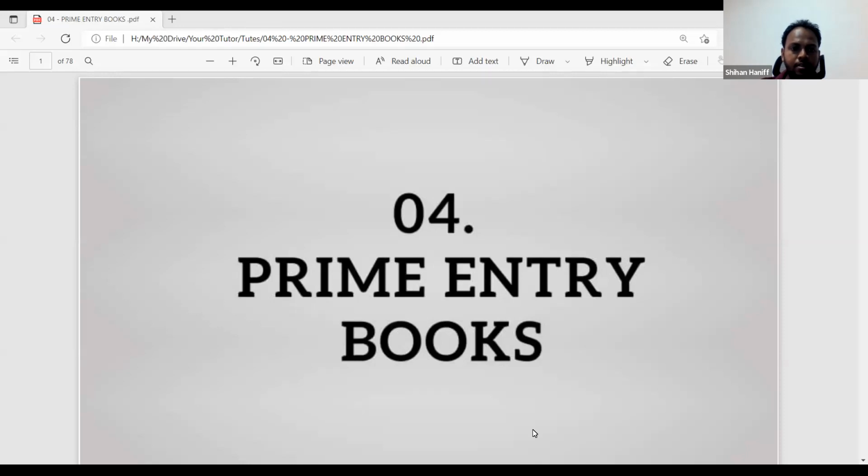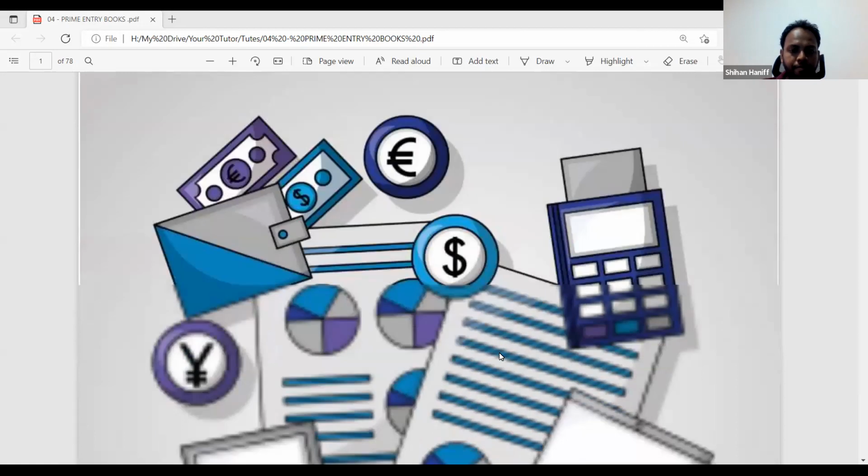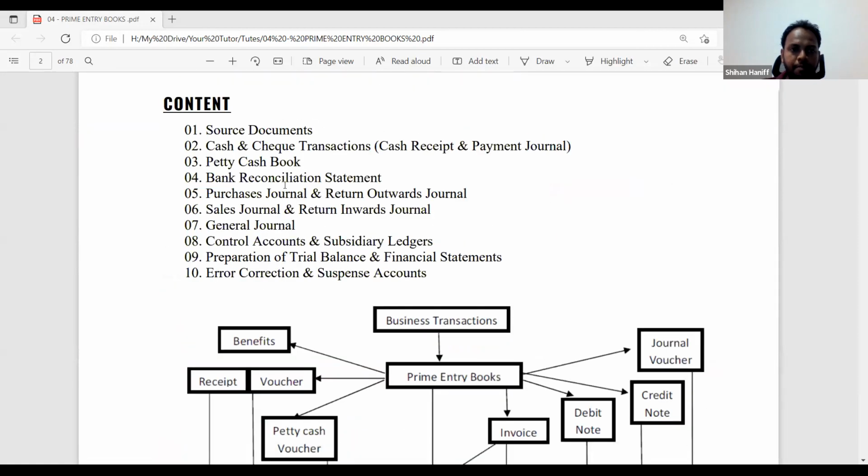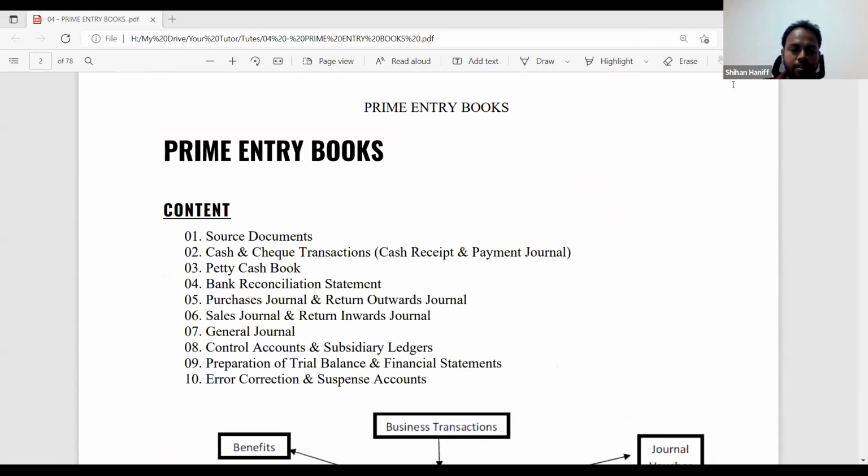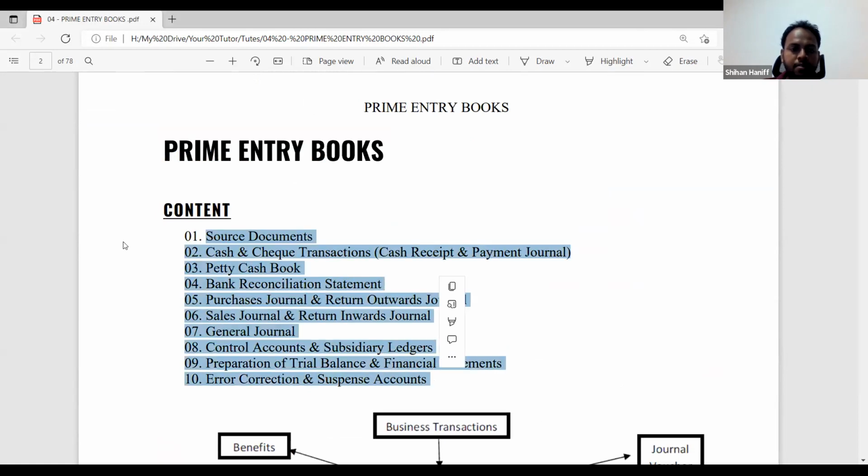So today we are discussing the prime entry books. This is chapter 4. In chapter 4, there are several subtopics. These subtopics come with the accounting process.